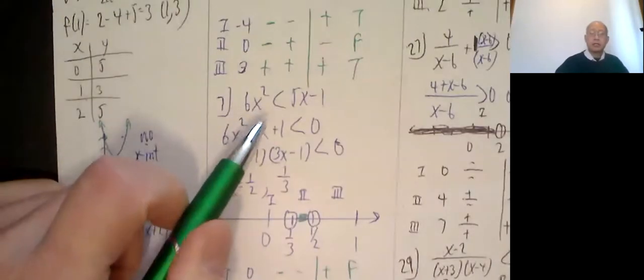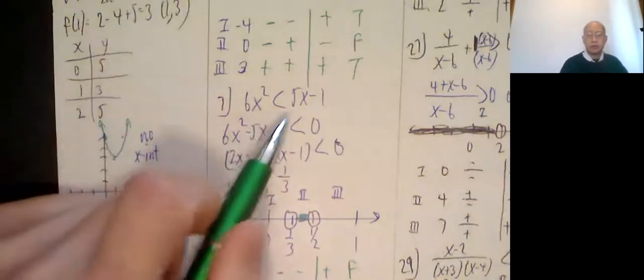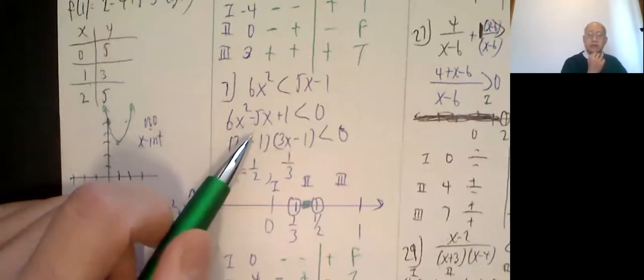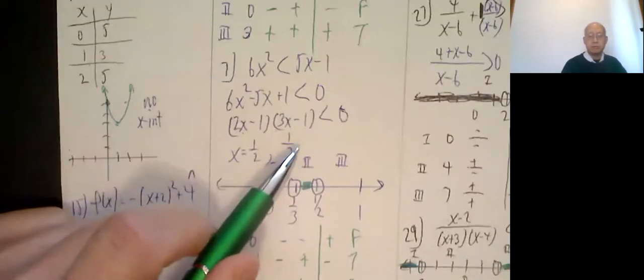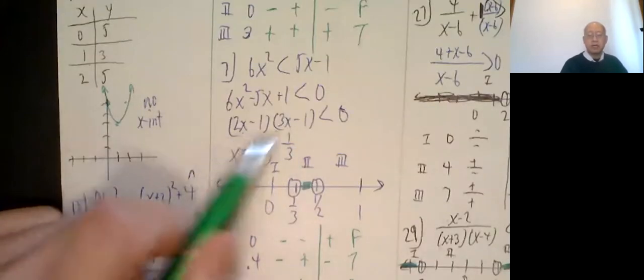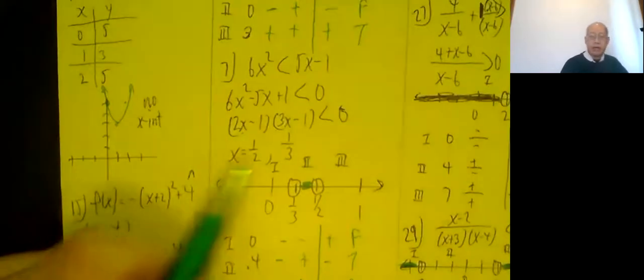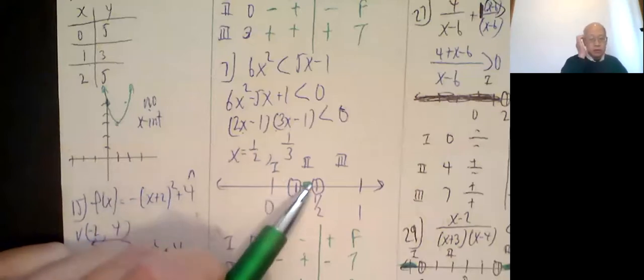Okay, 6x squared is less than 5x minus 1. You want everything on one side and 0 on the other. So I subtract 5x and add 1. Looks like this. Okay, factor: 2x minus 1, 3x minus 1 less than 0. A little bit of algebra. The boundary numbers are whatever makes this 0, whatever makes this 0. That would be 1/2 and 1/3. Not a very large interval. So here's 1/3, here's 1/2.